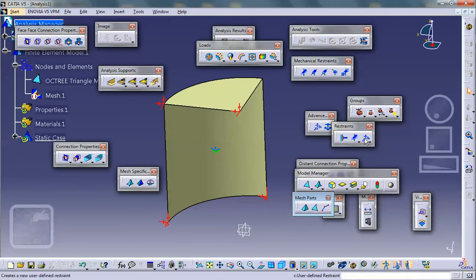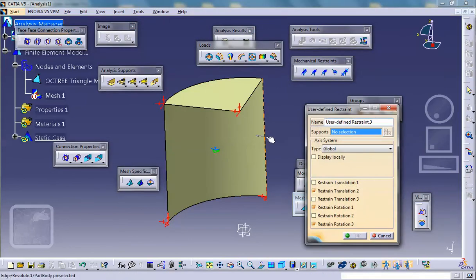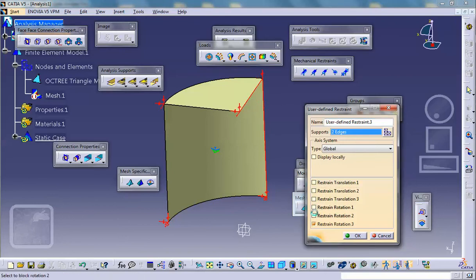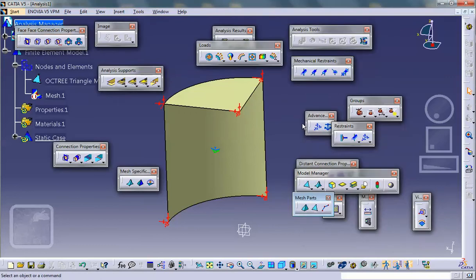So user defined restraint for this edge and that edge, and let's uncheck these. These edges that I just picked happen to be in the YZ plane. Therefore, there is no translation in direction X, and rotations are opposite. Say okay. We're almost done here. And now we're going to pressurize this thing.